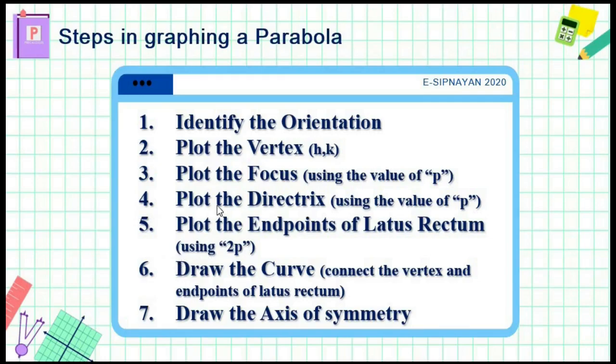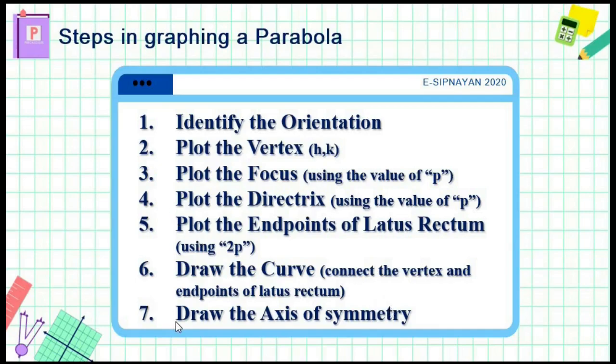So step 4 is to plot the directrix using again the value of p. Then plot the endpoints of the latus rectum. This time the measurement that we needed to know is 2 times p or 2p. Step 6 is to simply draw the curve. To draw the curve, the points that you're going to connect would be the vertex and the endpoints of the latus rectum. And lastly, you draw the axis of symmetry.